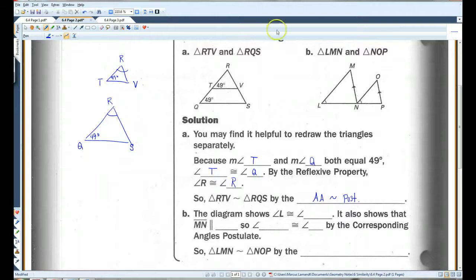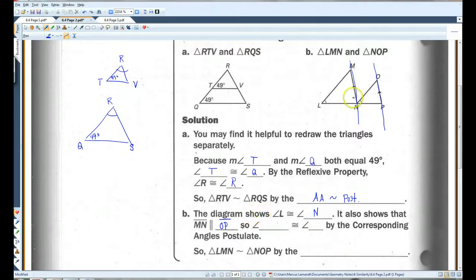This one's a little bit trickier. Triangle LMN and NOP. We know that this angle is congruent to this angle. The diagram shows that. It also shows that this and this are parallel. Okay? So MN is parallel to OP.